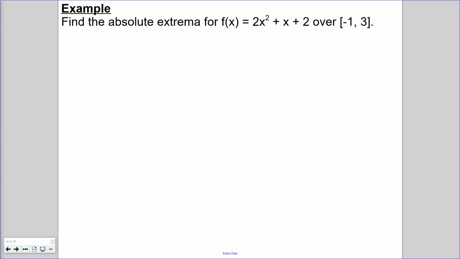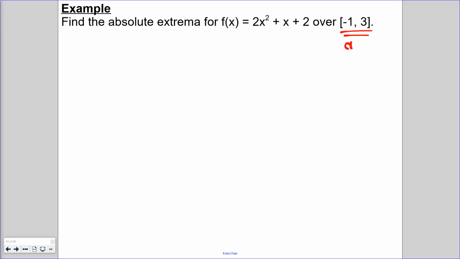So let's take a look at some examples. Our first example asks us to find the absolute extrema for f of x equals 2x squared plus x plus 2 over the closed interval -1 to 3.